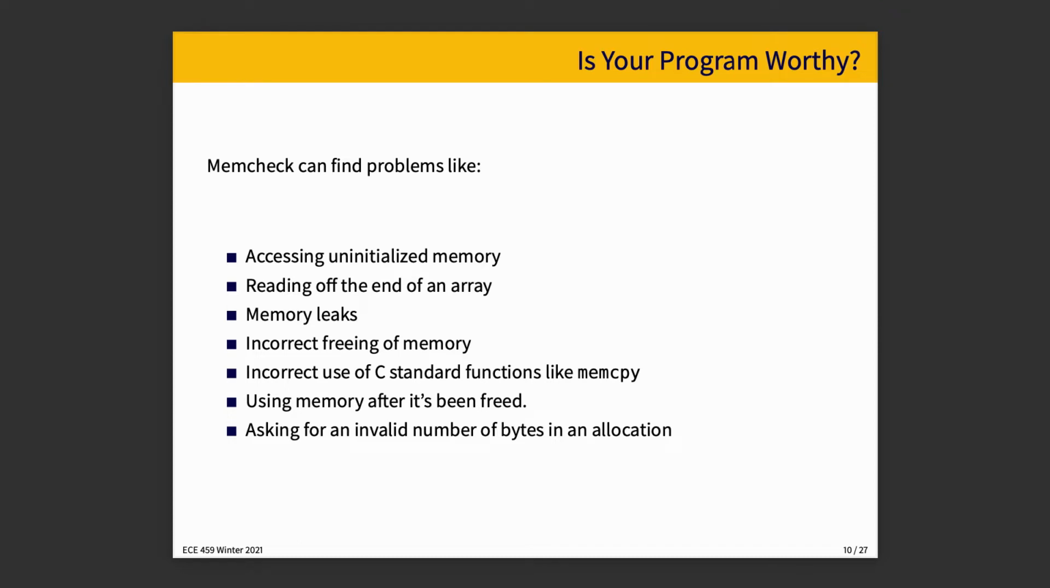And also asking for an invalid number of bytes in the allocation, which can happen if you malloc some user input times the size of the array or something, and the user gives you 0 because they're trolling you. You could ask for an invalid number of bytes, and you could actually end up with a problem as a result of that. Or a negative number could also happen if you have like an integer overflow or something. That would not be good either. So you will get that reported by Valgrind.